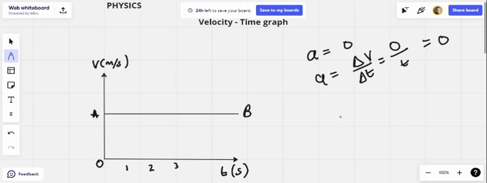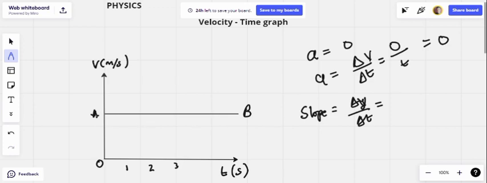And you see that this line has no inclination. That means the slope of this line is zero. Remember how we always calculate slope from our mathematics? Slope, or you say gradient, equals change in the vertical axis, change in y, but in this case our y is v. So slope equals change in v over change in t. And then you see that our v is not changing.